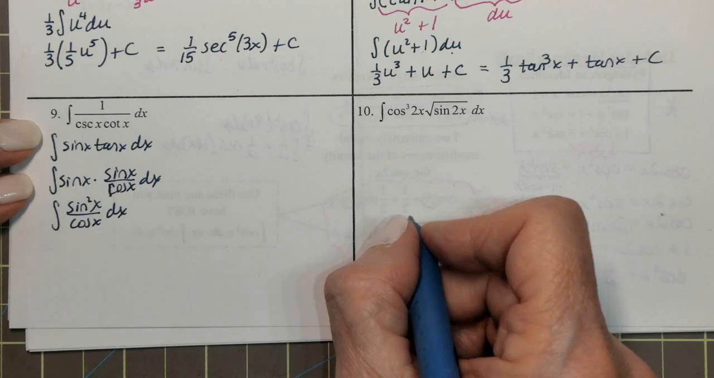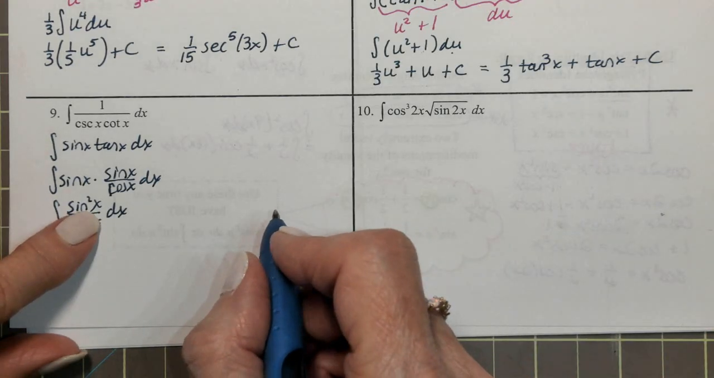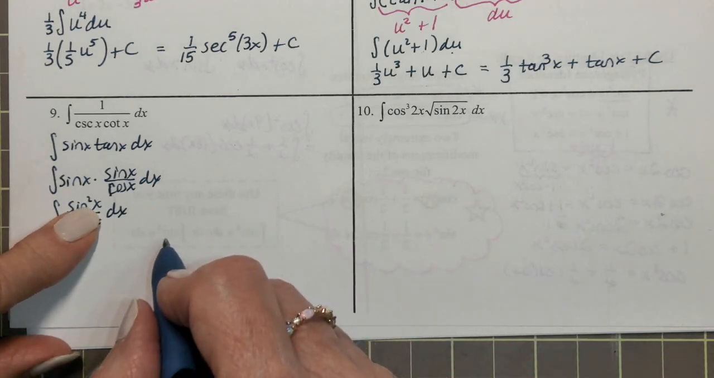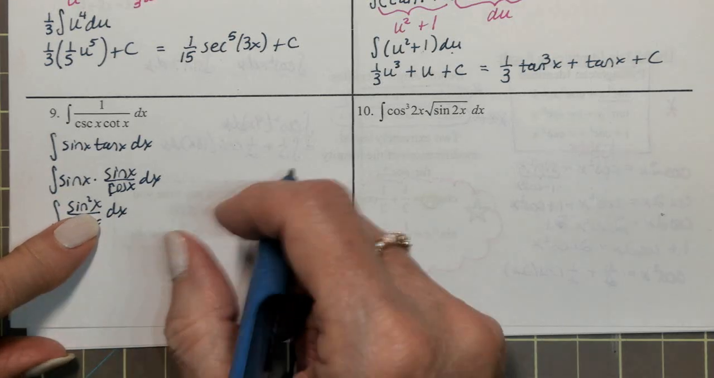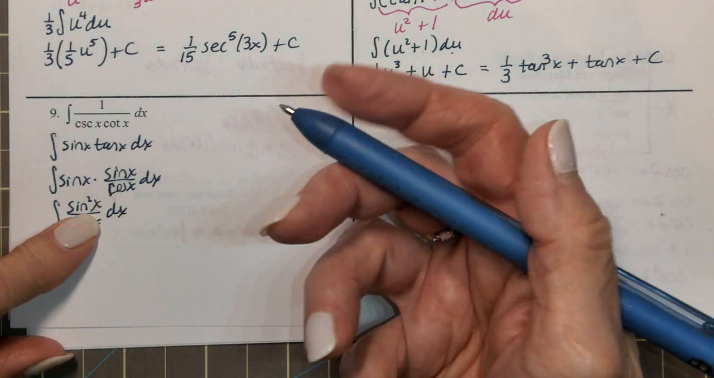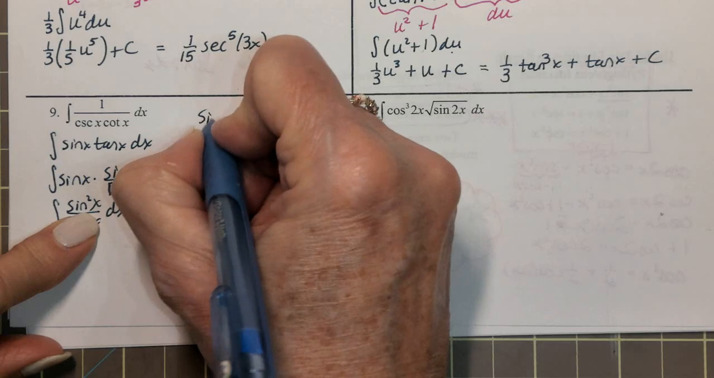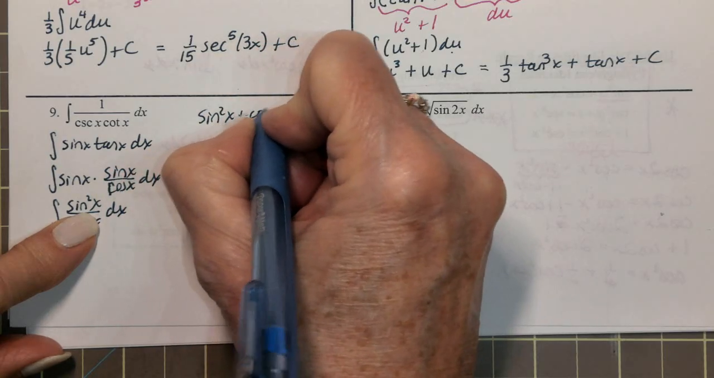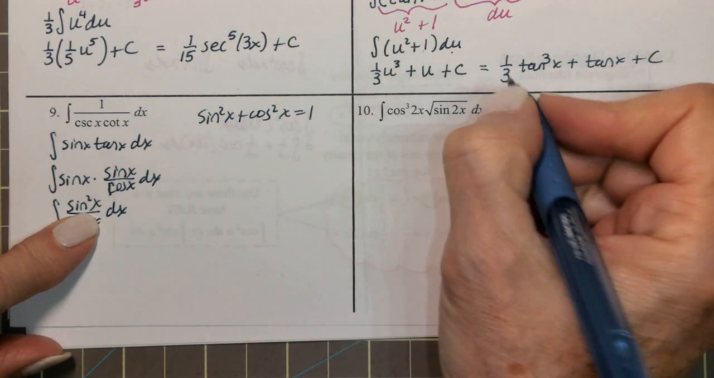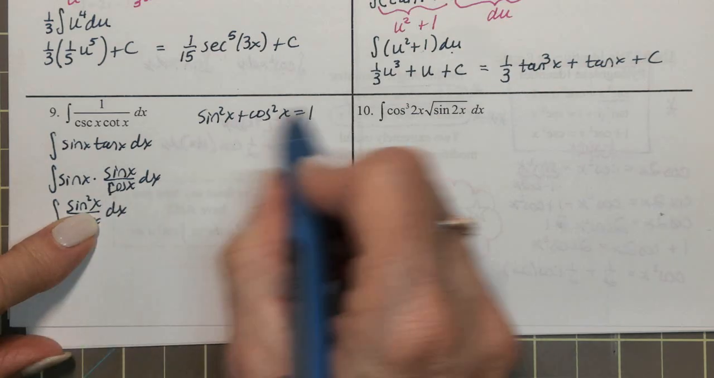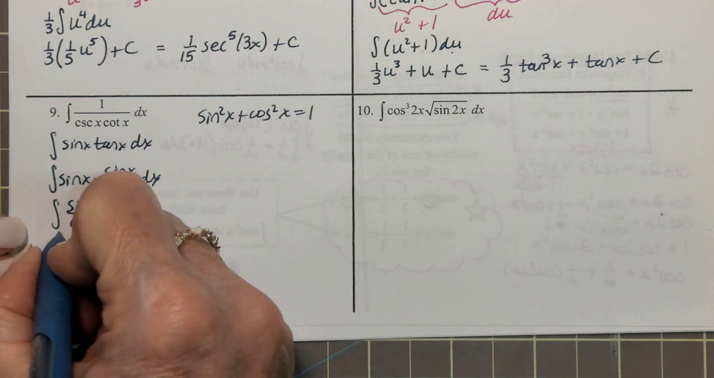And then somebody in class, in each class period, said, let's use the Pythagorean identity on that sine squared. So sine squared x plus cosine squared x is 1. So sine squared x is 1 minus cosine squared x.